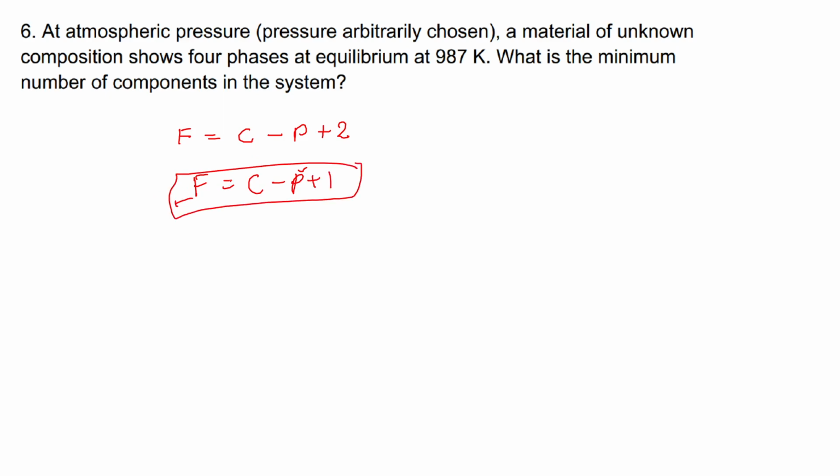Now F is the degree of freedom, P is phase, and C is component. Okay. So what do you mean by phase? The homogeneous phase. Homogeneous in what? Physically or chemically or both? Both physically and chemically.